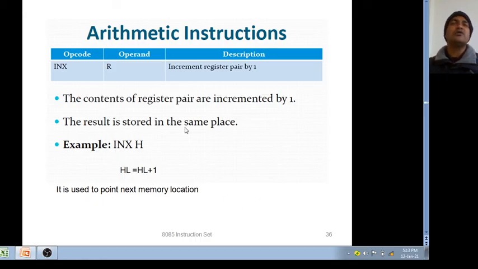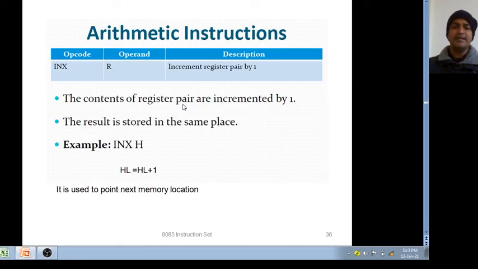Suppose HL equal to 2050 and M is 2050. And if you want to point to the next memory location 2051, then you will use INX H, not INR H or INR L, because it is used in register pair. Okay, this is your arithmetic instruction in increment.